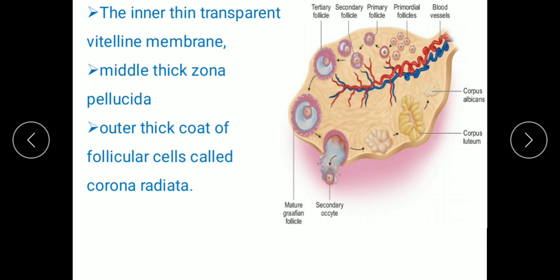So today we have completed gametogenesis, both male and female gametes.